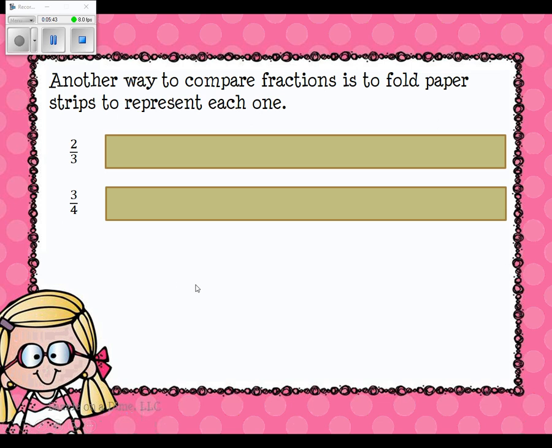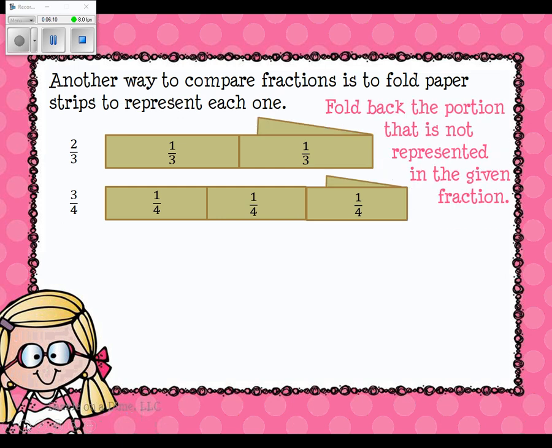Another way to compare fractions is to fold paper strips to represent each one. We've done a little bit with this before. Here's 2/3 and 3/4. So let's fold them, or partition them. And you can always take strips of paper and compare them if you want to do it that way. I think that's one of the most time-consuming ways. Then fold back and see the portion that is not represented in a given fraction. So you can definitely see here that 3/4 is bigger than 2/3 because it sticks out more.